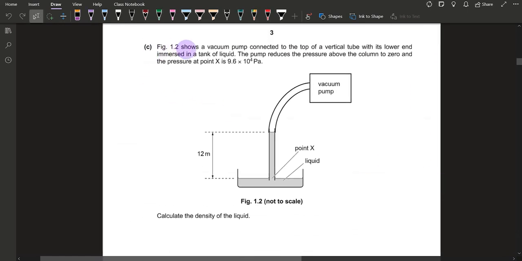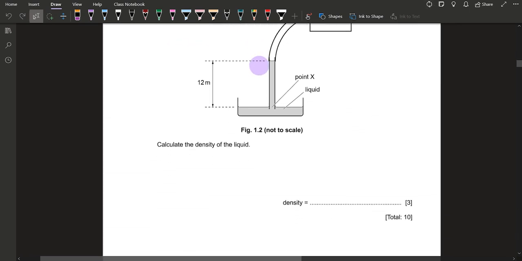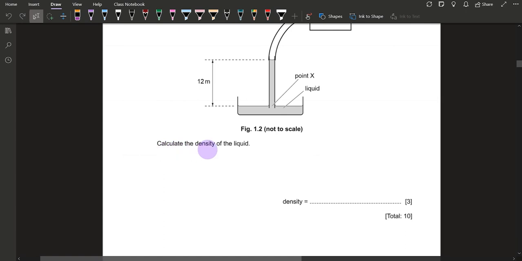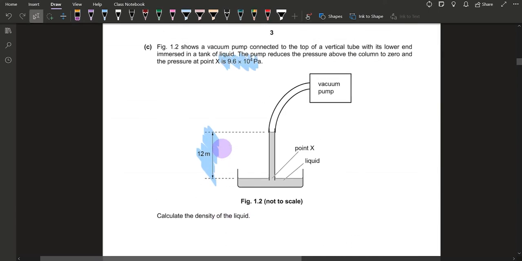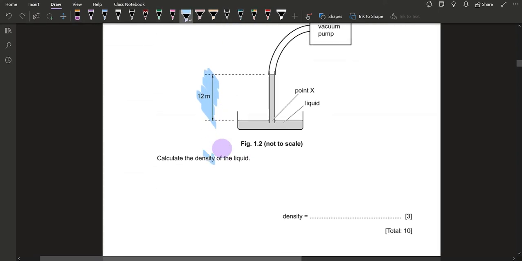Part C says figure 1.2 shows a vacuum pump connected to the top of a vertical tube with its lower end immersed in a tank of liquid. The pump reduces the pressure above the column to zero, and the pressure at point X is this. We're given the height. It says calculate the density of the liquid. So we're given the height, and we are given the pressure, and we're supposed to find the density here.